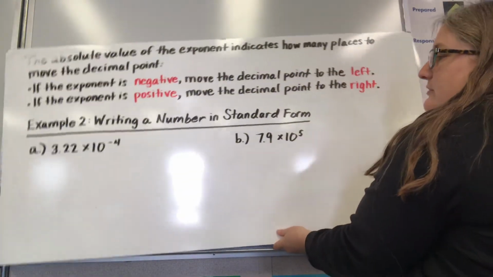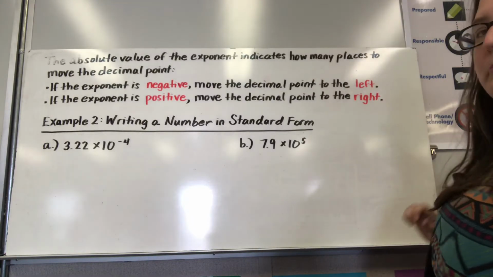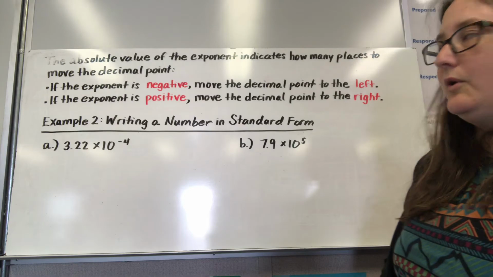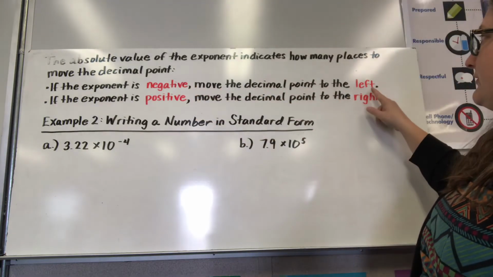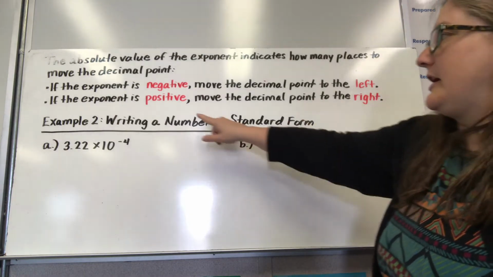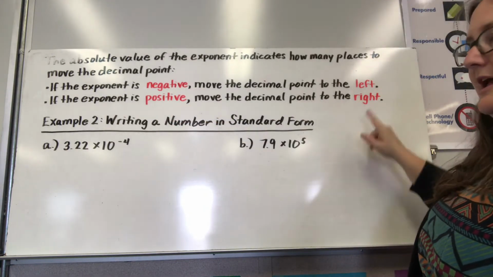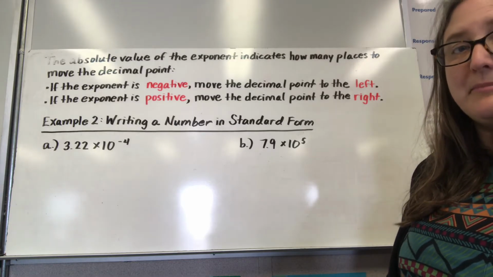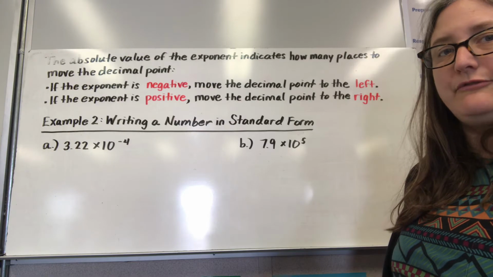The absolute value of our exponent indicates how many places we're going to move our decimal. So if the exponent is negative, that indicates we're going to move our decimal to the left. If our exponent is positive, we're going to be moving our decimal to the right. And that's in order to take a number written in scientific notation and change it back to its standard form.